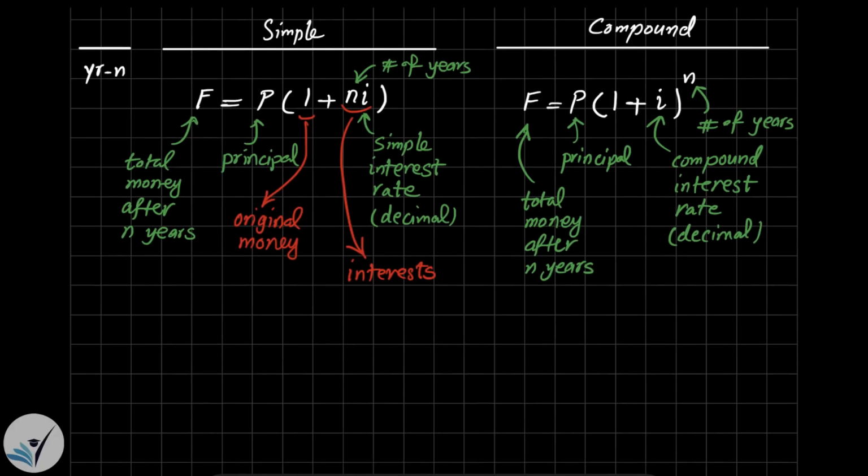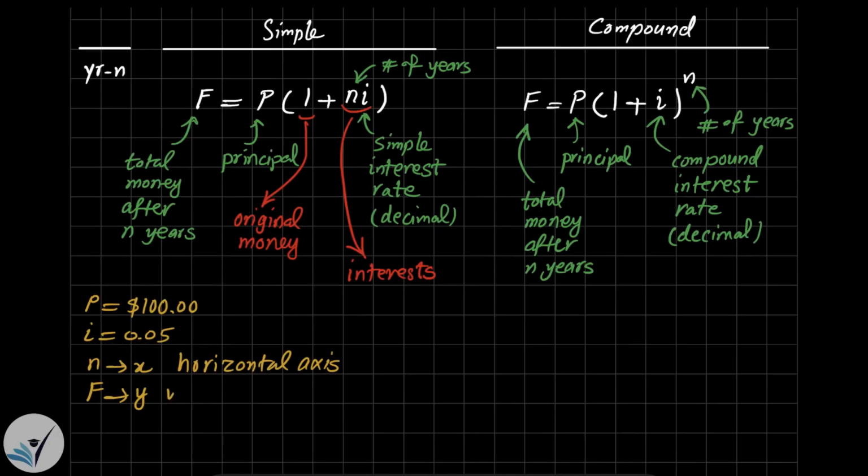For better comparison, let's graph these two equations. I'm going to assume P is equal to $100 and I is equal to 0.05. Also, because in Desmos we have to work with x and y, I'm going to replace n with x. I'm going to assume n is my independent variable, so n will be on the horizontal axis. And I'm going to replace F with y, and I'm going to assume F is my dependent variable, so it will be on the vertical axis.